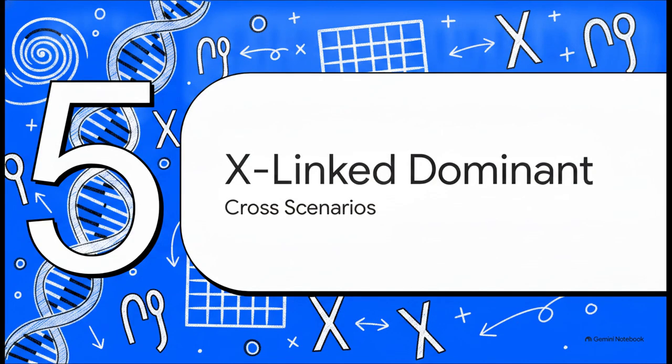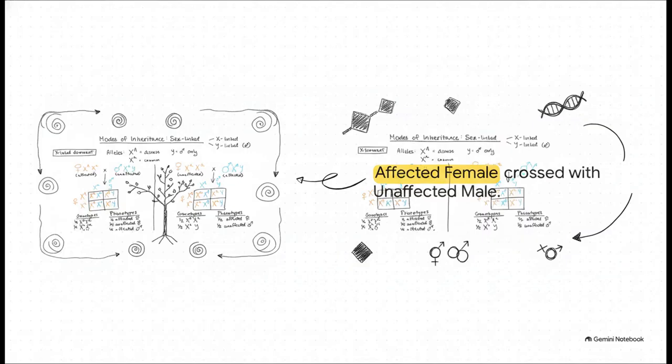Section 5, X-linked dominant crosses. Let's look at how this plays out in a few scenarios. In our first scenario, we've got an X-linked dominant disease. The capital A on the X chromosome is the culprit here. We're crossing an affected female, who has one diseased X chromosome and one standard X chromosome, with an unaffected male who has a standard X and a Y. Let's see how these combine.